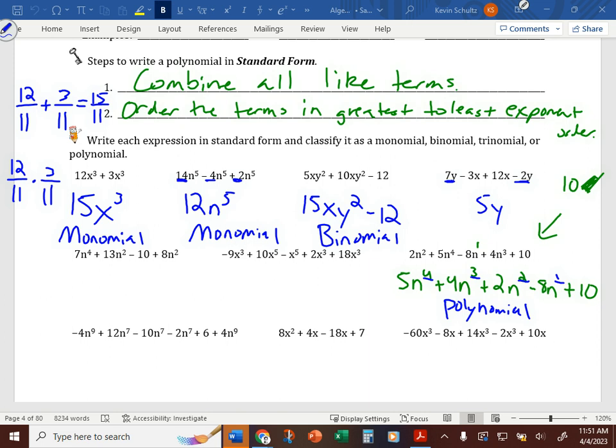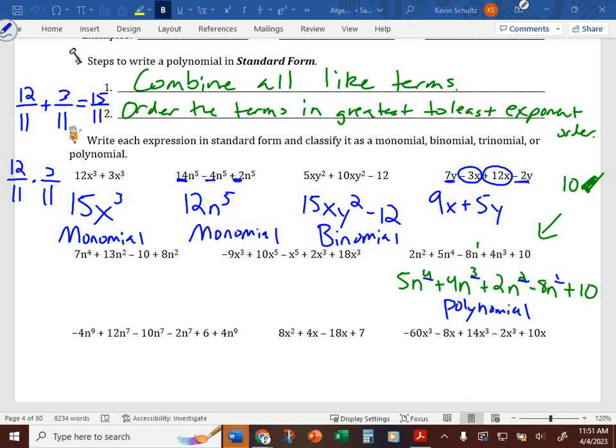And what about those x's there? We have a negative 3 of them. We get 12 of them. How many x's do we have total? 9. Negative 3 plus 12 equals 9. Now notice I kind of adjust this a little bit. I put my 9x first.